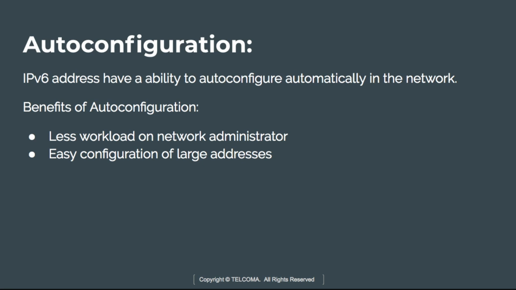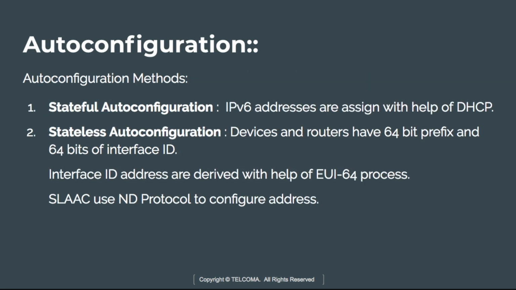Here the IPv6 device can configure the complete address or part of the address space for itself automatically. It can configure either the complete address, or a part of a particular address automatically. The auto configuration methods are of two types. The first one is stateful auto configuration, and the other one is stateless auto configuration.